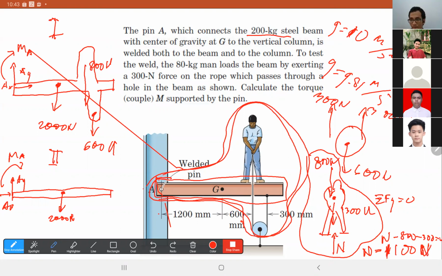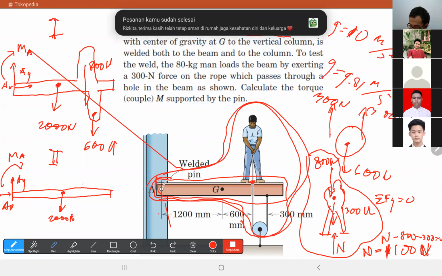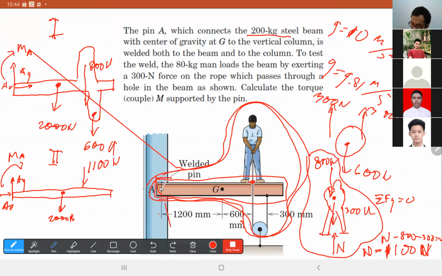You get it? Yes, sir. 1,100 newtons. Where are we supposed to put it? Yeah, in the middle, like this. So, in the middle of the person. So this one is 1,100 newtons.